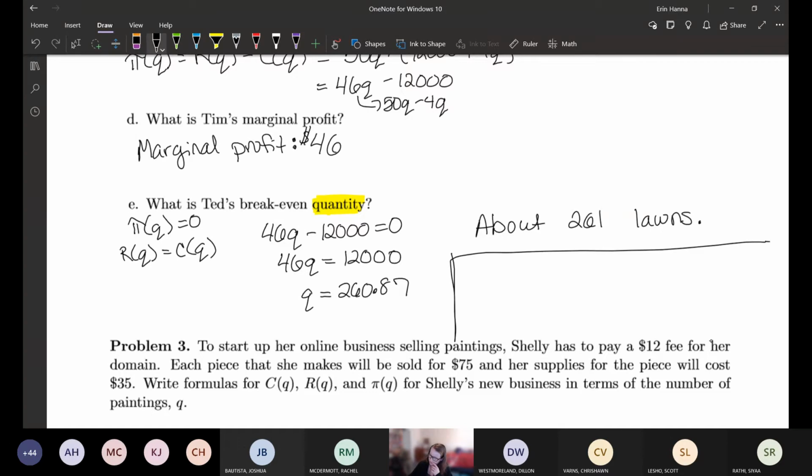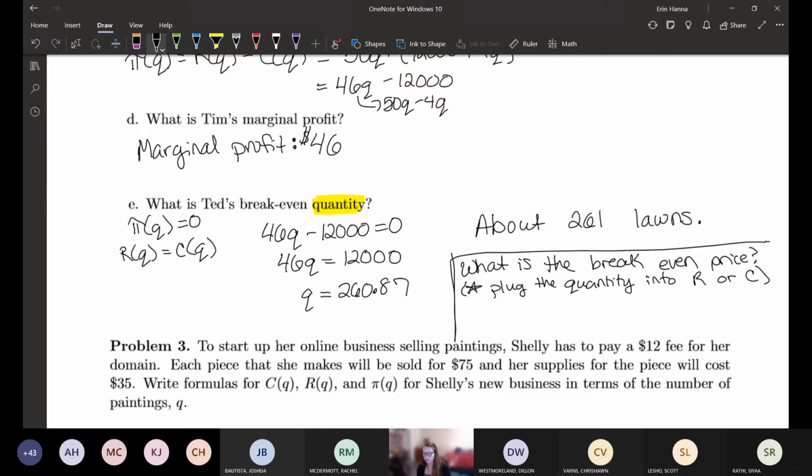Let me take a step further. I know we weren't asked this, but what is the break-even price? So we weren't asked that initially, but let's go ahead and go a step further and find that. To find the break-even price, you can do one of two things. You're going to plug the quantity into revenue or cost. Notice I do not say profit. If you plug the quantity into profit, you're going to get 0, because that's the point of the break-even point, that it's got a profit of 0.